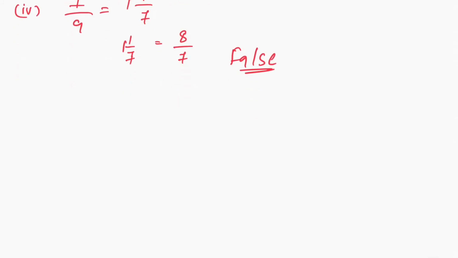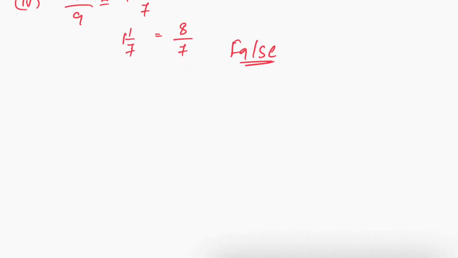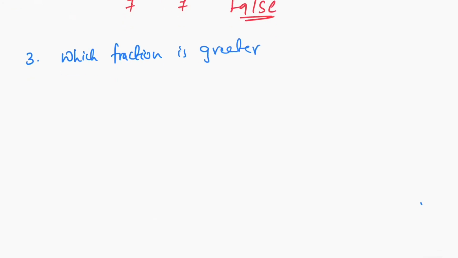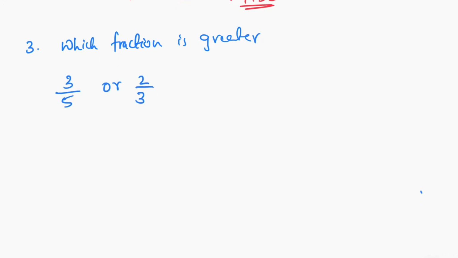Okay. Now, coming to the third main. What is given in the third main? Which fraction is greater? Okay. So we have 3 by 5 or 2 by 3. How do we check it?